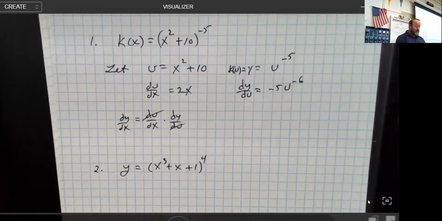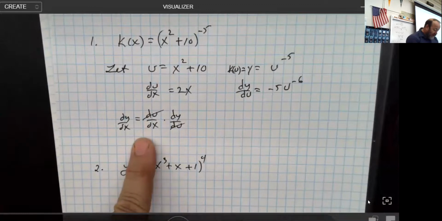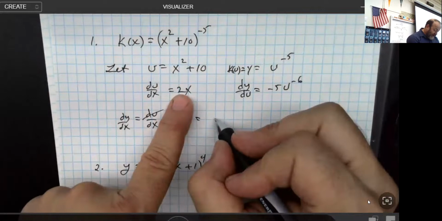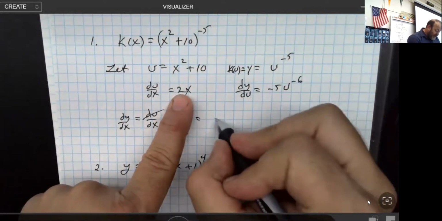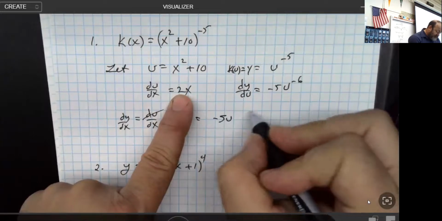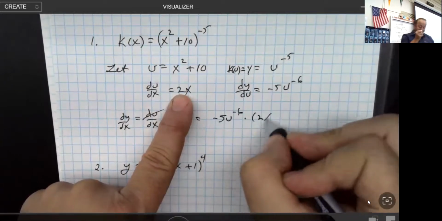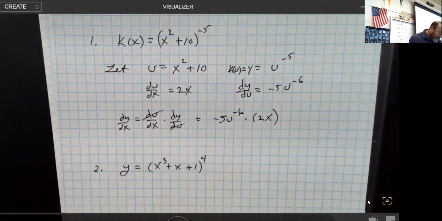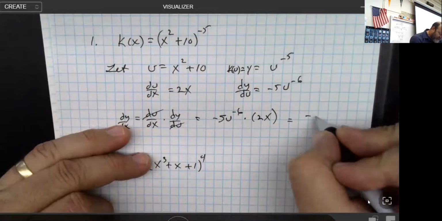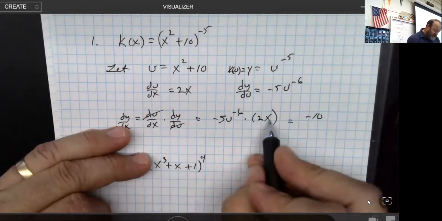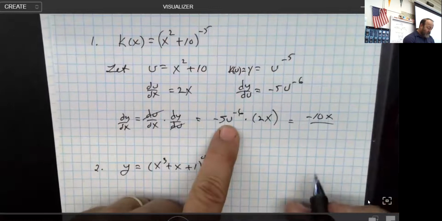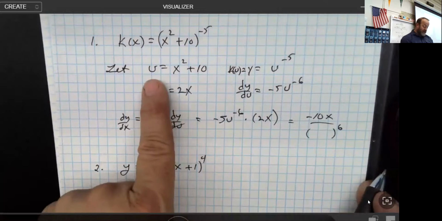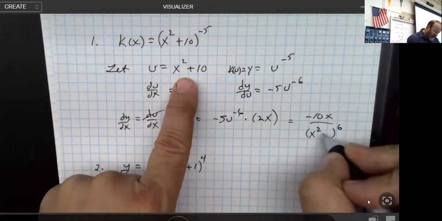And so this is kind of what people do: they set them up so those things would cancel out. And so dy dx is simply the product of du dx right here and dy du right there. I usually write the second piece first, so I usually do the dy du portion first and the du dx second, even though I wrote it backwards over here. So I will do a little bit of simplification. Negative 5 times 2x is negative 10x. And of course, this is u to the 6th power, where u was something I made up, where I said, let u be x squared plus 10.